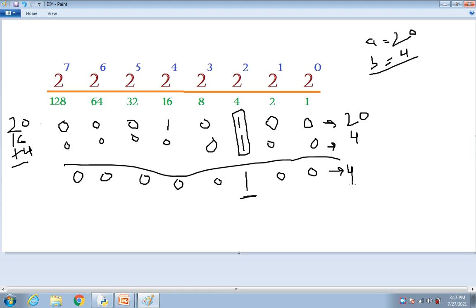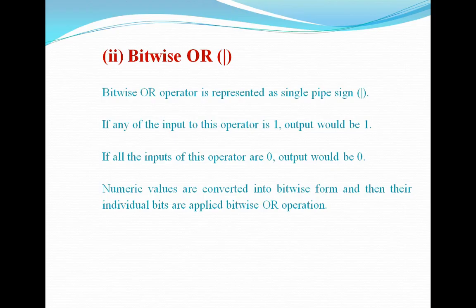Now we will discuss the bitwise OR operator. OR, as the name signifies, means any one of the two. The bitwise OR operator is represented with the help of a pipe sign, the pipe sign which is above the Enter key. If any input of this operator is 1, the output will be 1. If all the inputs are 0, the output will be 0.